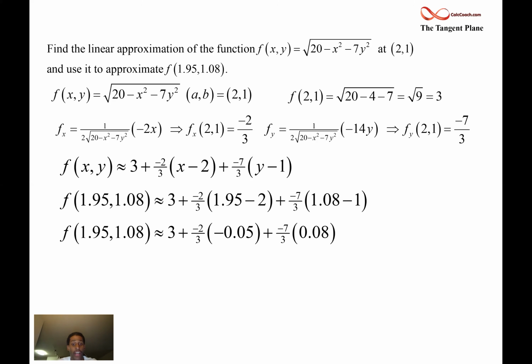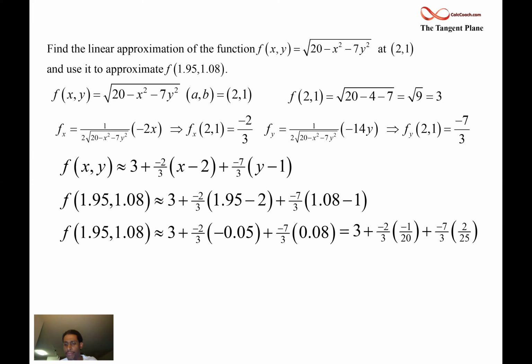0.05, it's 5 over 100. 0.08, that's 8 over 100. And so we reduce these guys. Negative 0.05 would be negative 1 over 20, and 0.08 would be 2 over 25. And so what we have is that the function at 1.95 and 1.08 is approximately equal to the original 3, and then we have these amounts here that involve the partial derivatives and the change in x. We have negative 2/3 times negative 1/20 and negative 7/3 times 2/25.